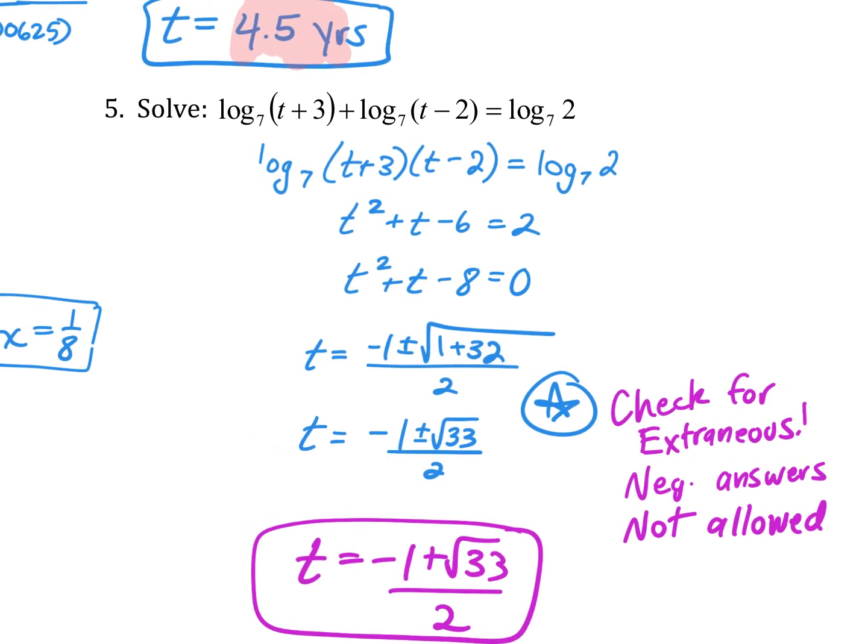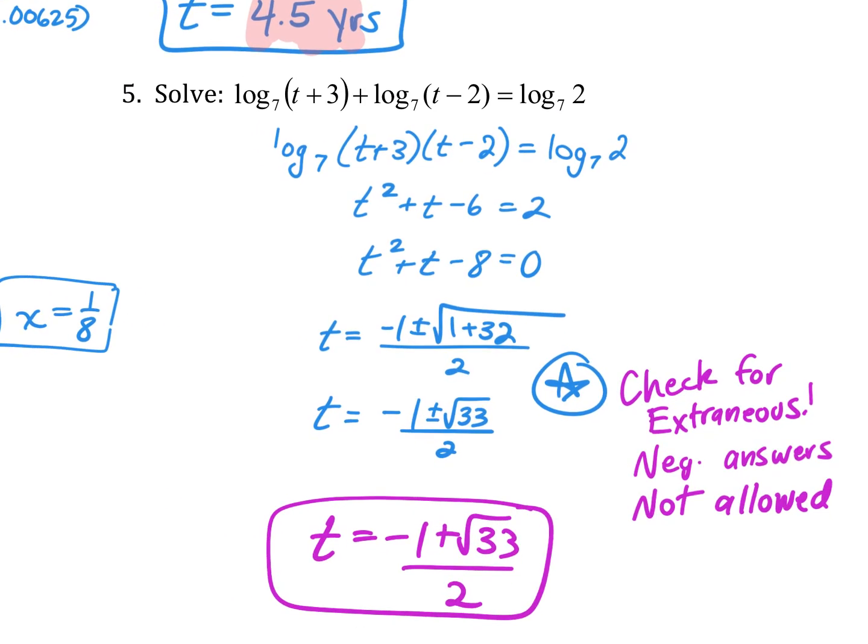On our last problem, we have to perform a similar operation. We condense a log, and because we have a log with the same base on both sides of our equation, we can basically ignore it. What we've really done is we've exponentiated, right? We've raised both sides as an exponent on 7. But what we'll end up with is the product of t plus 3 and t minus 2 equaling 2.